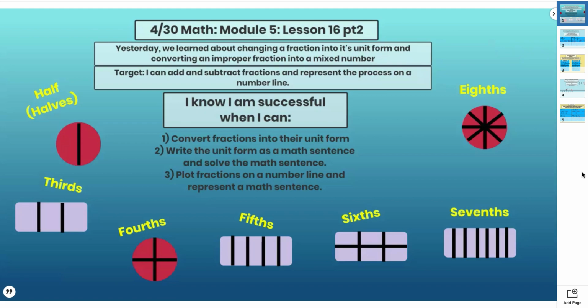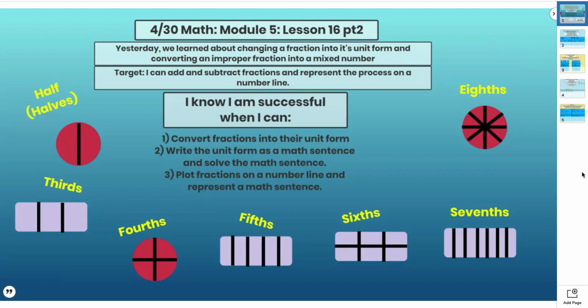Today we're going to be continuing on to lesson 16, but we're going to go to part 2. Yesterday we learned about changing a fraction into its unit form and converting an improper fraction into a mixed number. Now today we're going to learn the subtraction and addition parts, so our target's going to be I can add and subtract fractions and represent the process on a number line.